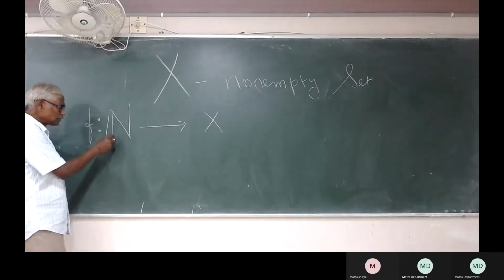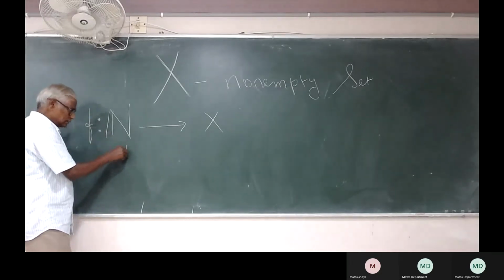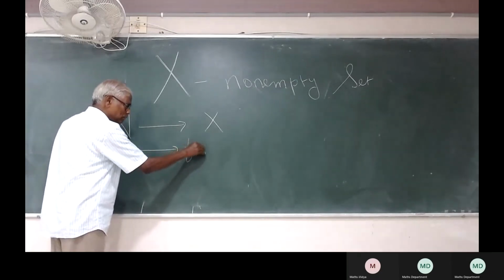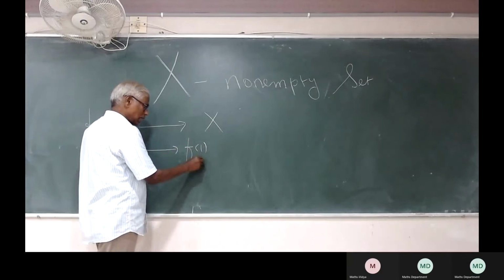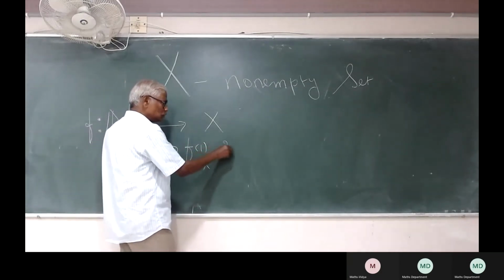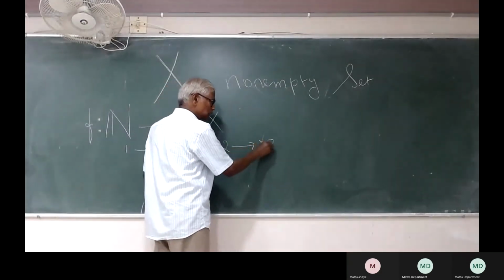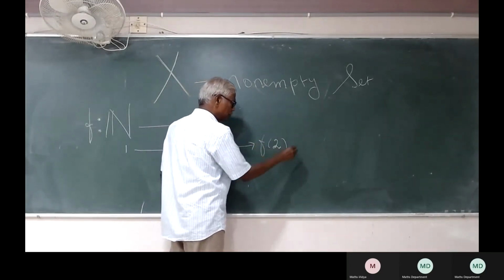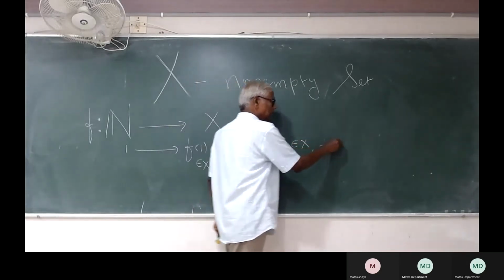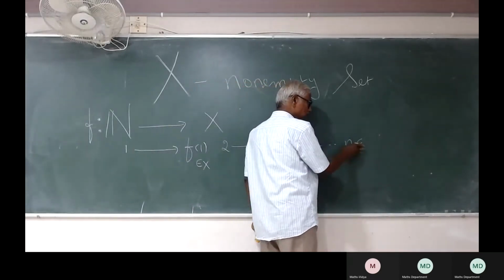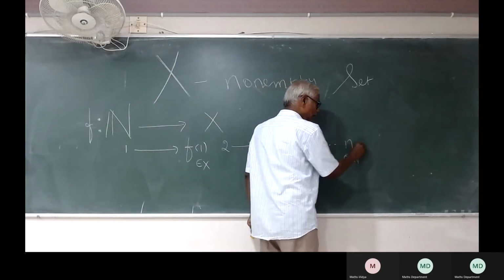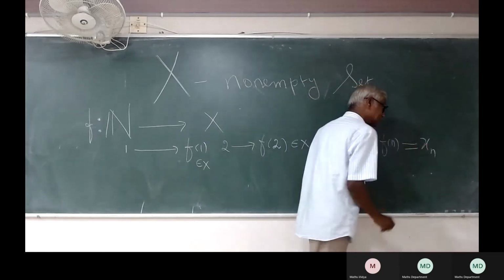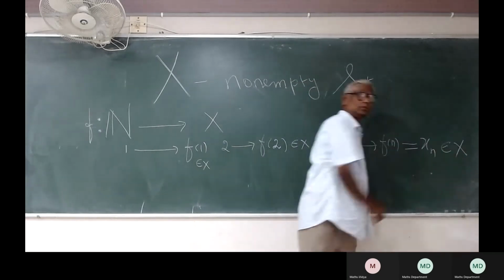So function means what? For each element, 1 belongs to natural numbers. With this we associate a unique element f(1) belongs to capital X. With 2 we associate a unique element that we call f(2). This belongs to X. With n belonging to N, we associate f(n). This we denote by x_n belongs to capital X.